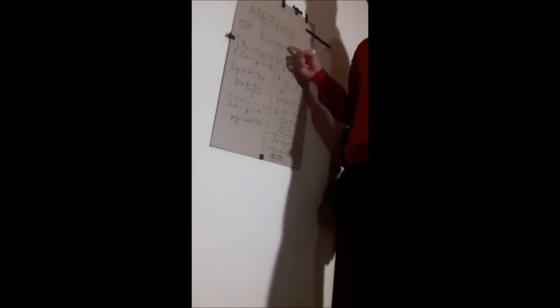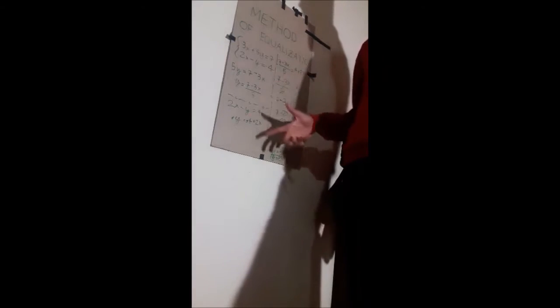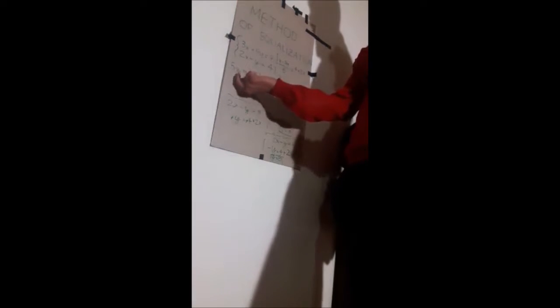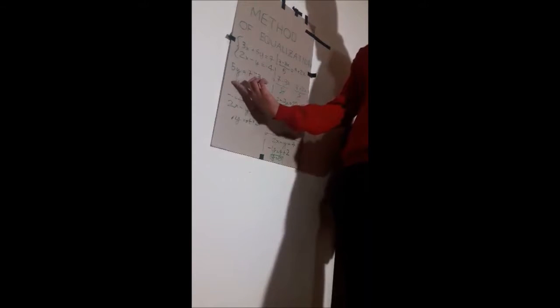Okay, now I'm going to explain the method of equalization, which is one of the three methods to solve a linear equation system. The method of equalization consists of clearing the same variable, y, from both equations and then equating the two expressions.